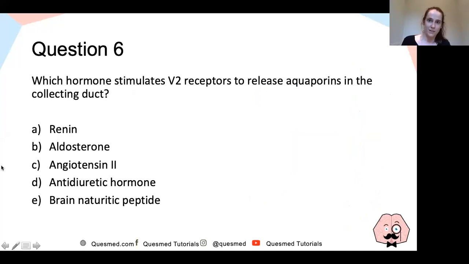Hopefully that made sense. We can always come back to it at the end if anyone has any questions, okay? Question 6. Which hormone stimulates V2 receptors to release aquaporins in the collecting duct? Is it A, renin, B, aldosterone, C, angiotensin II, D, antidiuretic hormone, or E, brain natriuretic peptide?